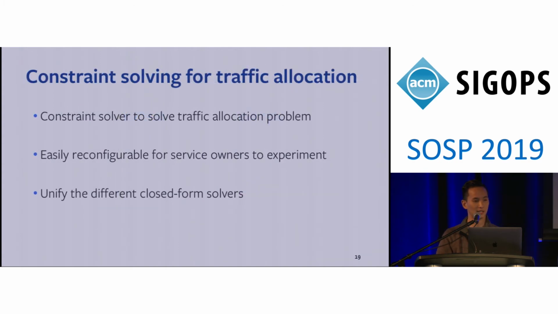So instead, we generalized the traffic allocation problem as a constraint satisfaction problem, and we use a constraint solver to compute the optimal traffic allocation. This design enables service owners to experiment with different routing policies to find what works best for their service. And in addition, with this design, we're able to unify our closed-form solvers and reduce the operational complexity of the traffic allocator.